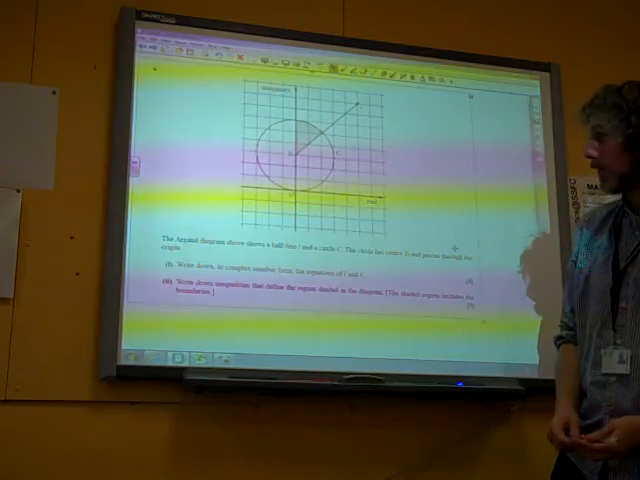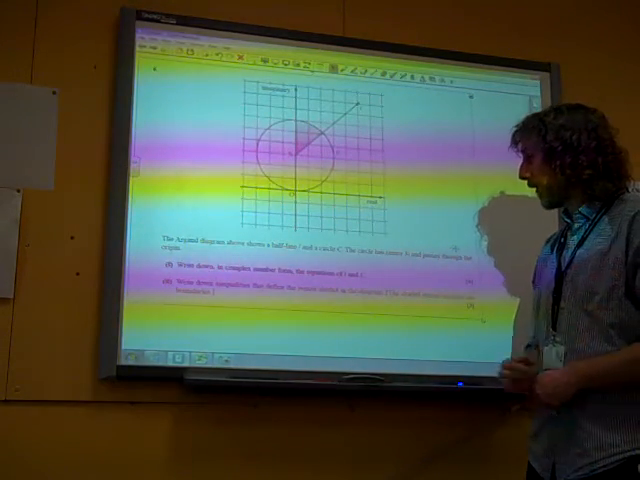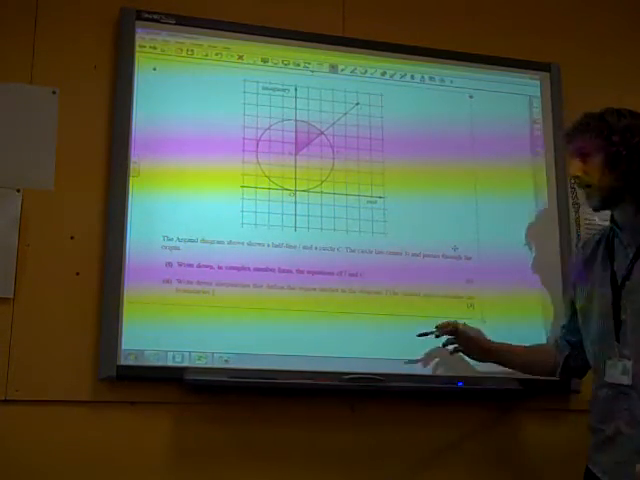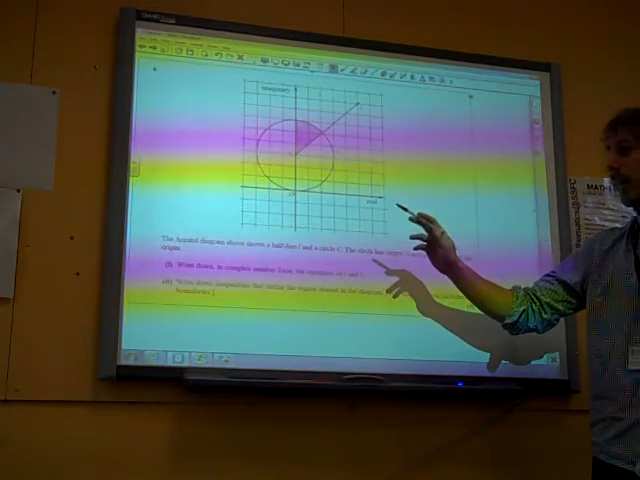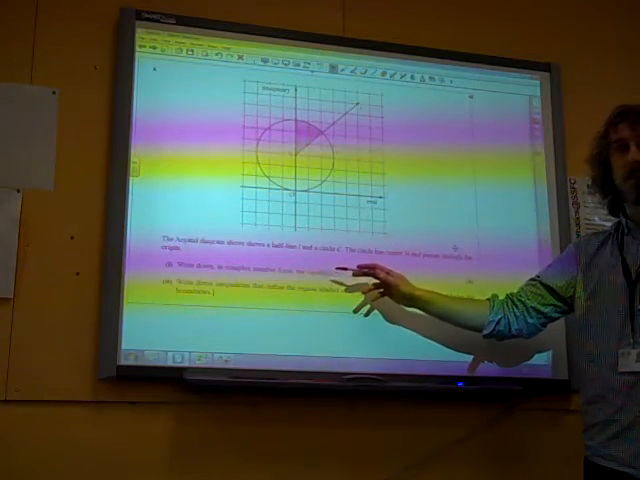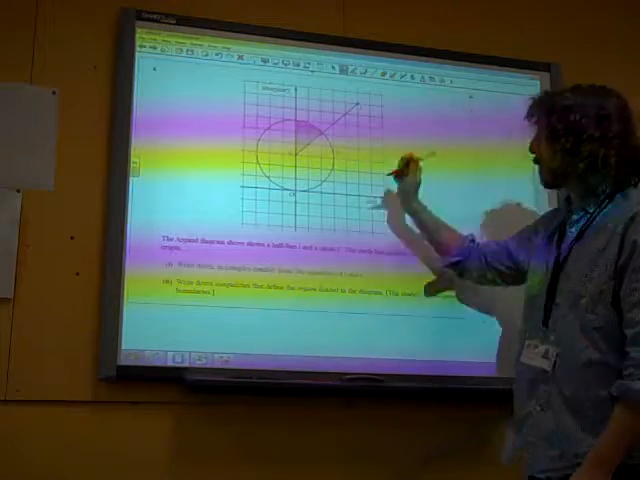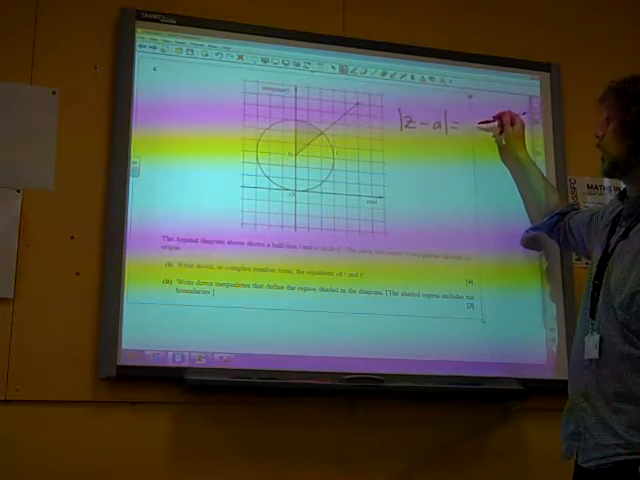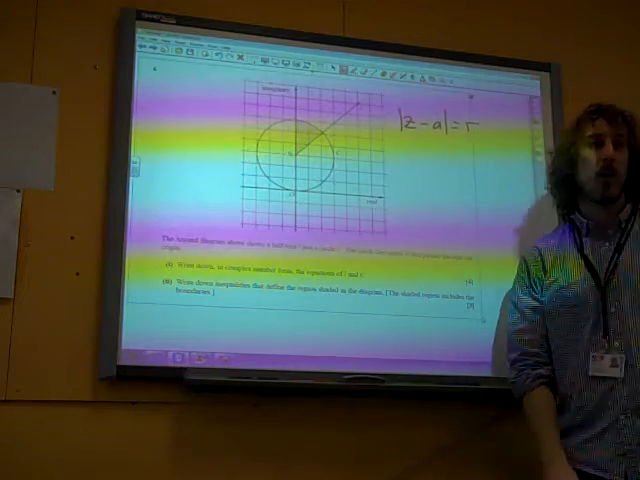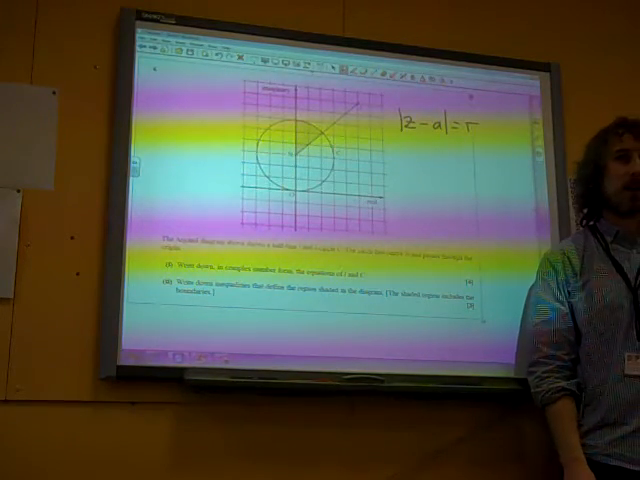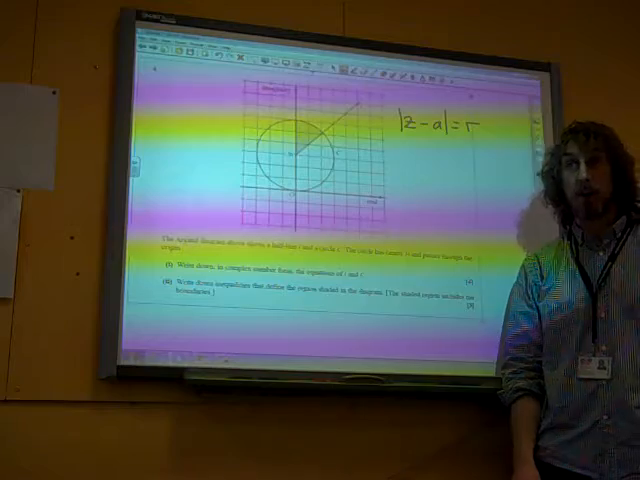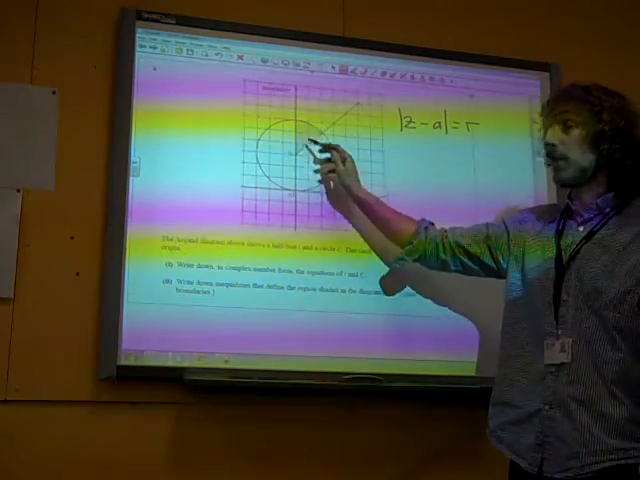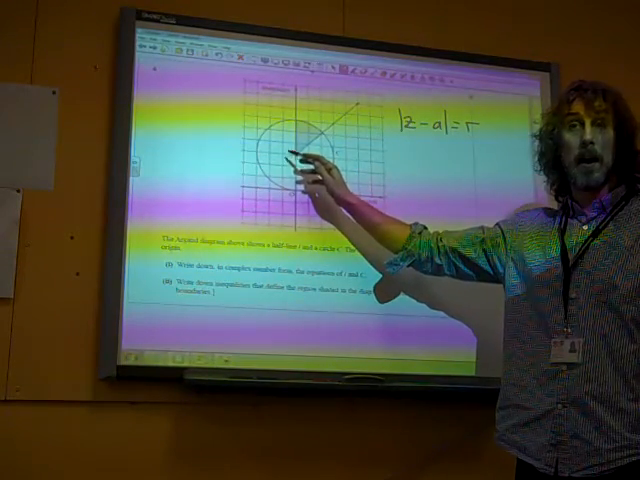The Argand diagram above shows a half line and a circle. The circle has centre 3i and passes through the origin. So remember, the complex number form of the circle has to be in the form |z - a| = r, where a is the centre of the circle. And actually it's an easy one in this case, because a is just one number, so a is 3i.